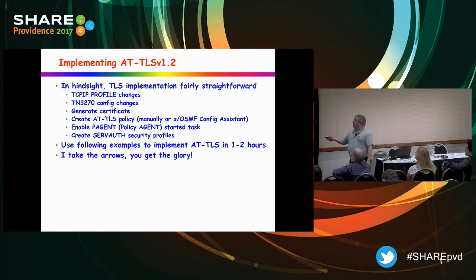You have to enable Pagent. I know the comm server guys are like, it's P-Agent. No, I like Pagent. No, they're good, like, it's P-Agent. So you're going to enable the policy agent started task. You have to create these SERVAUTH security profiles, and I'll show you how much fun you have if you don't. And basically, if you have the ability to do all this dynamically, like maybe on a sandbox, you could probably do it in 1 or 2 hours. So I'll take the arrows, you get the glory.